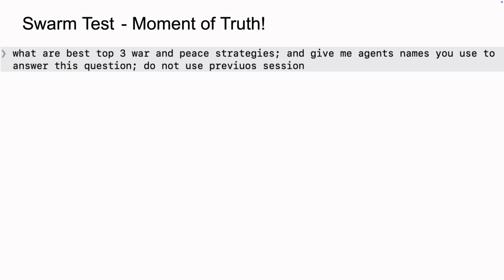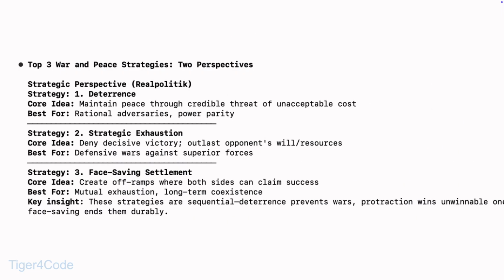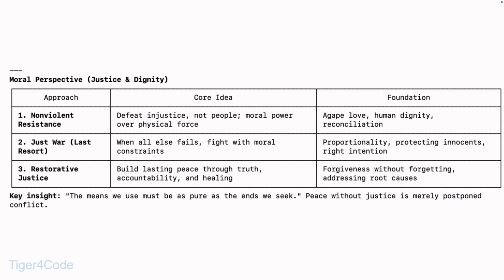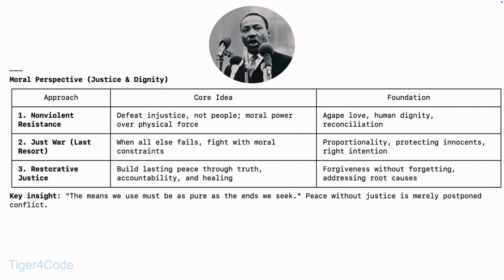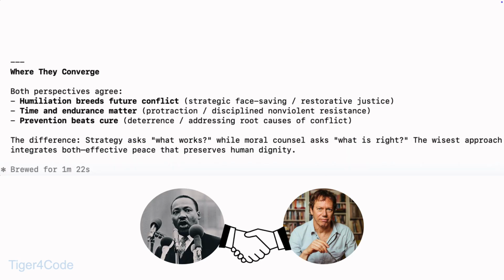Okay, Claude then activates both agents in parallel. This is what we wanted to see. You will see the strategic analysis from the Robert Greene agent and the moral and justice-based perspective from the Martin Luther King agent. In addition to that, there is a section where both viewpoints converge. And honestly, this part is super cool.